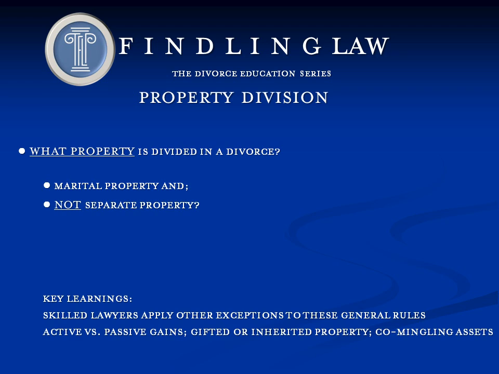What about gifted or inherited property? This is another common exception. When property is gifted or inherited during the course of the marriage, well, it's marital property, right? Well, not exactly. There's a case called Dark versus Dark and some other cases as well that stand for the proposition that gifted or inherited property during the course of the marriage moves from the marital column and travels to the separate property column. In some instances, it can travel right back if it's commingled, and commingling assets is another exception. All right, what do I mean by that?